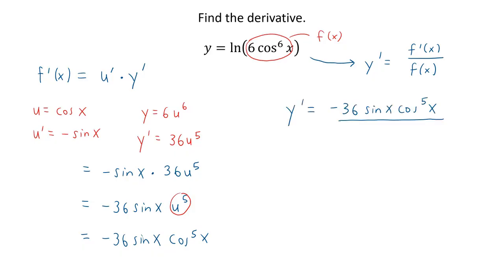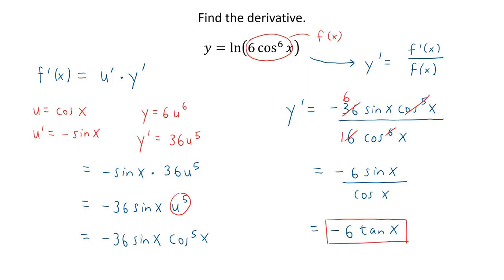And that expression is the numerator of our derivative. So now all we need is our denominator, f of x. Well, f of x is 6 cosine to the 6th of x. Simplify negative 36 over 6, and cosine to the fifth of x over cosine to the sixth of x. That gives us negative 6 sine x in the numerator over cosine x in the denominator. And last but not least, sine x over cosine x is tangent x. So our final simplified derivative is minus 6 times tangent x.